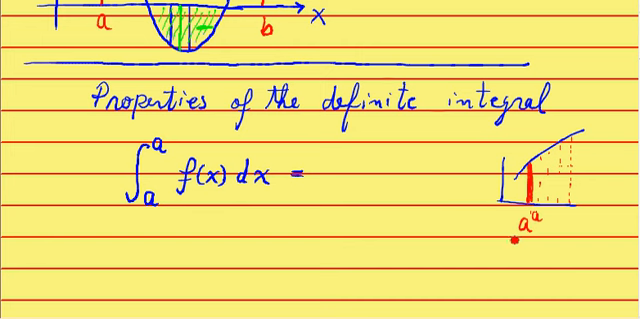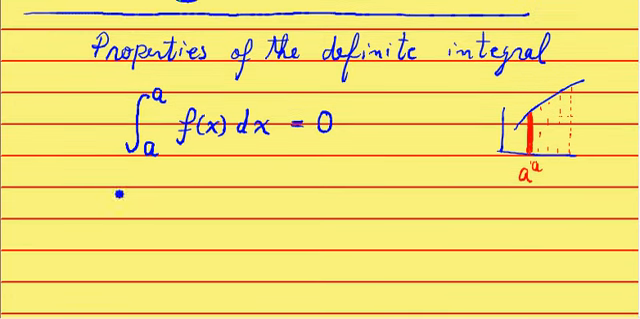The first and second walls are on top of each other. So what would be the area that is limited by these two walls? Well, obviously the answer is just 0. So that's the first property: the integral from a point to itself is 0.